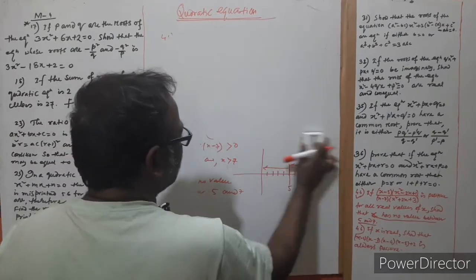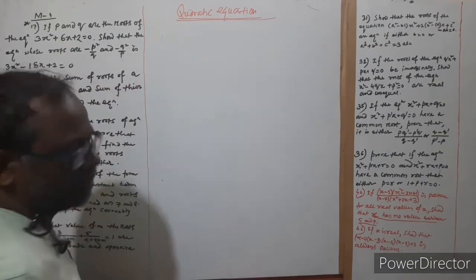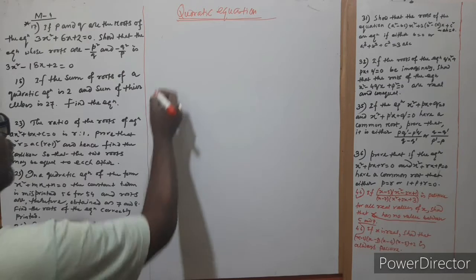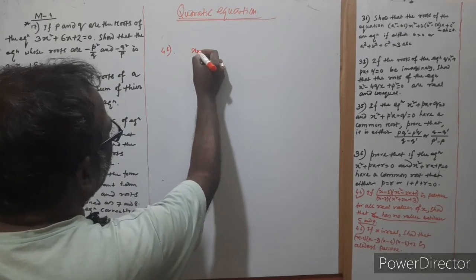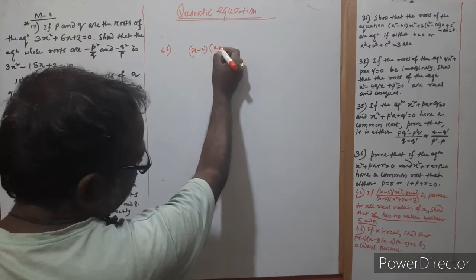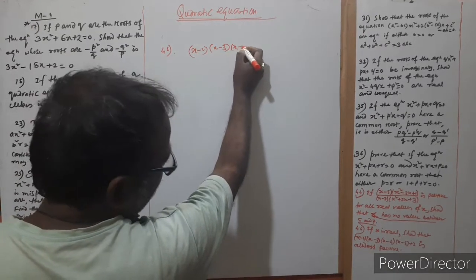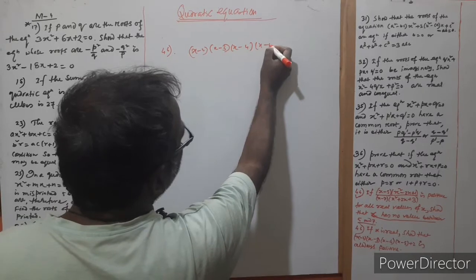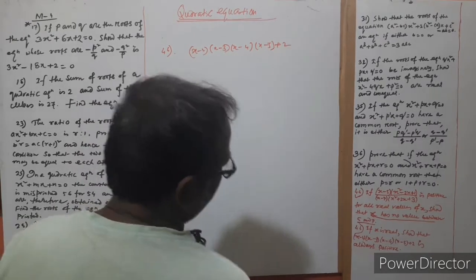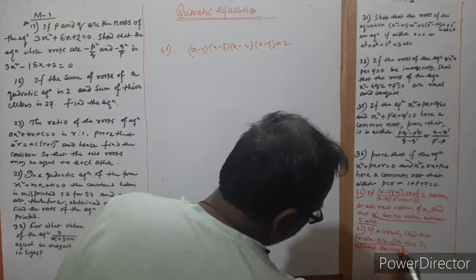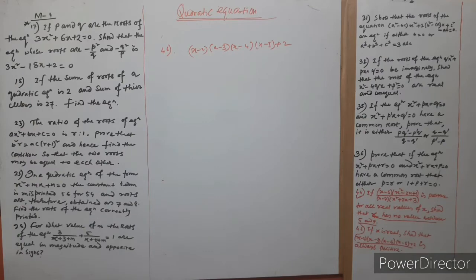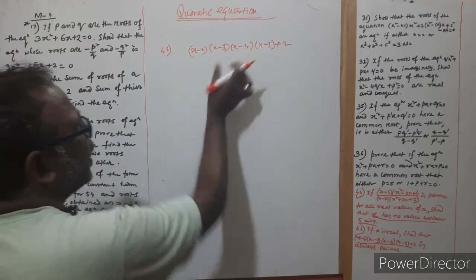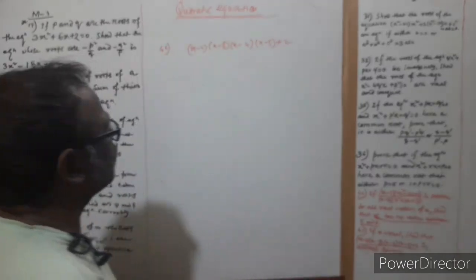So 46, and the same technique is there. This is 46, and we have an expression: x minus 2, x minus 3, x minus 4, and x minus 5, plus 2 here. See, the expression is always positive, you have to show.